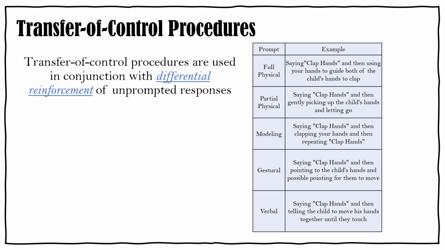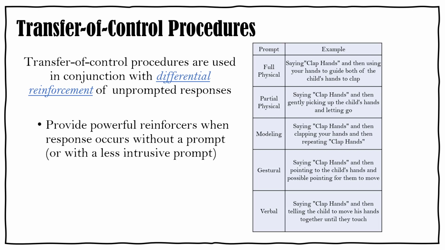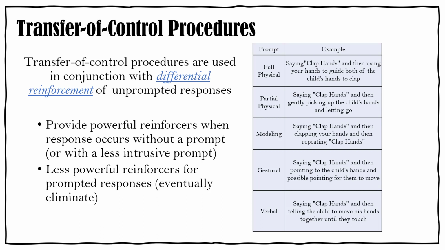All right, last thing in this video I wanted to talk about is differential reinforcement of unprompted responses. So when you start prompting and you start fading out those prompts, you want to provide really powerful reinforcers when the response occurs without a prompt or with a less intrusive prompt, and less powerful reinforcers for prompted responses. And then eventually you want to eliminate reinforcement for prompted responses.